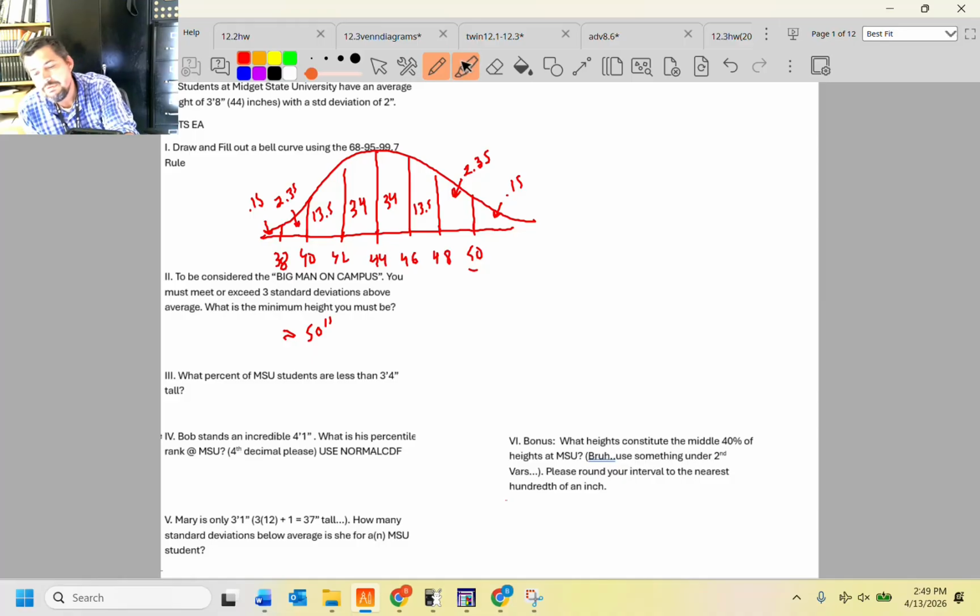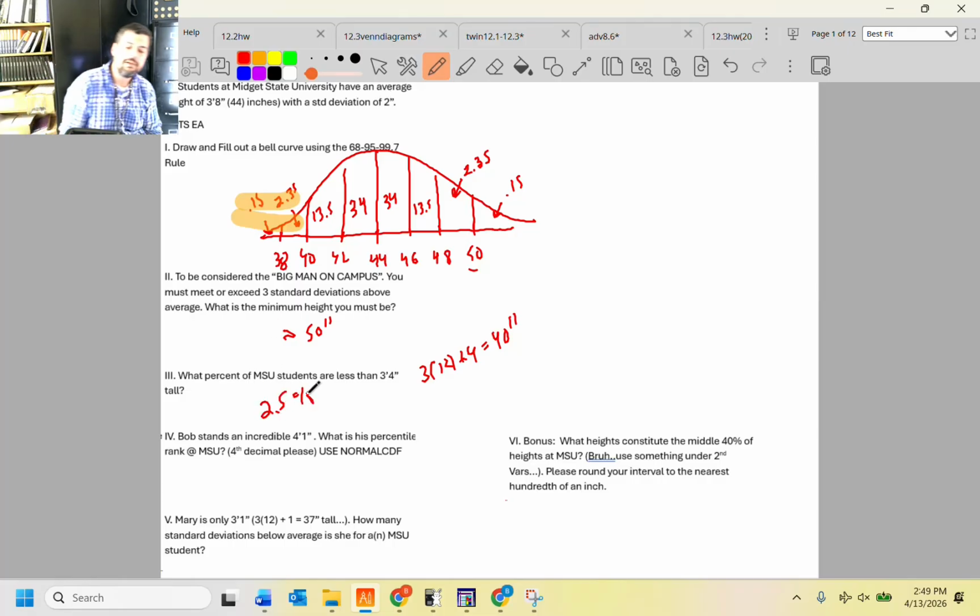What percent of MSU students are less than 3'4"? 3'4" is 3 times 12, add 4, which is 40 inches tall. That's going to be those 2% right there. If you pick them, add them together, you get 2.5%.